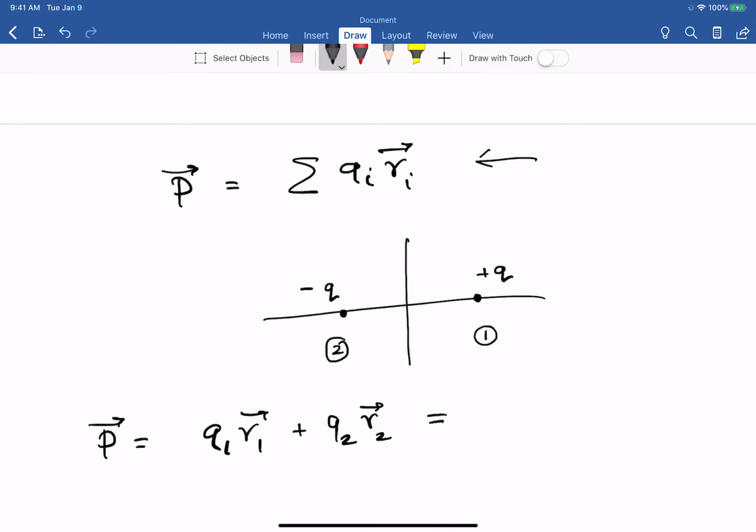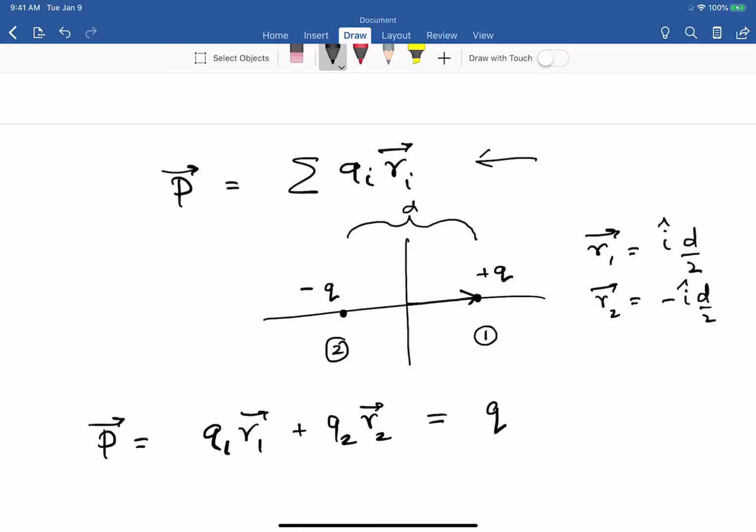q1 is just going to be plus q. What is r1? So r1 would be this vector. Let's say that the distance between the two charges happens to be d. And I've placed the dipole symmetrically on the origin, right? So what is r1 going to be? r1 is going to be i hat times d divided by 2. And what is r2 going to be? r2 is going to be negative i hat times d divided by 2, right?